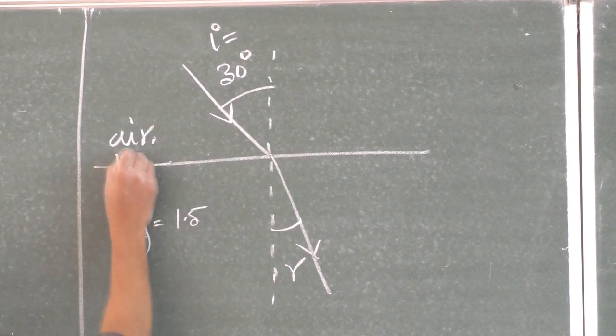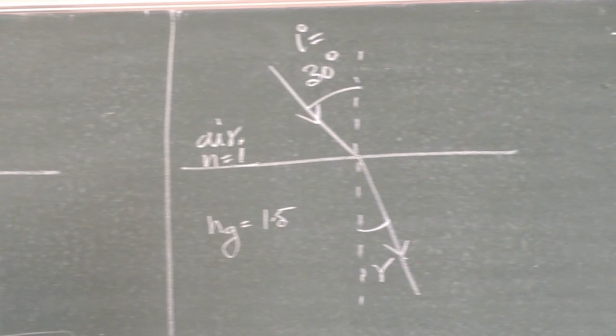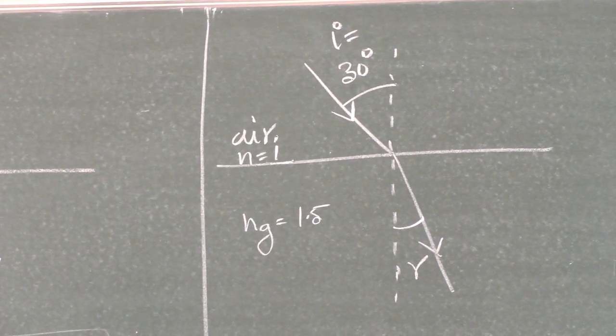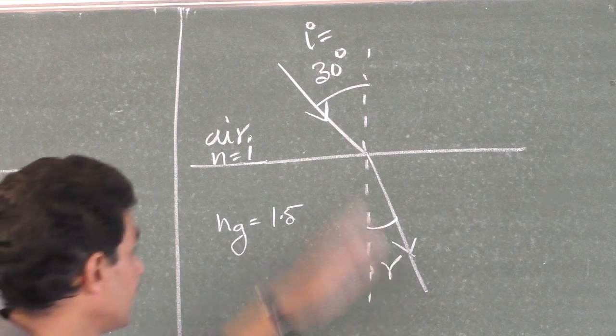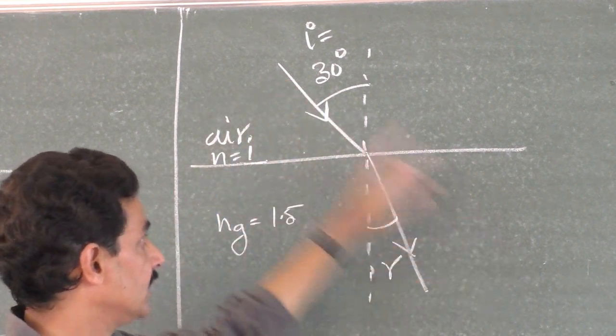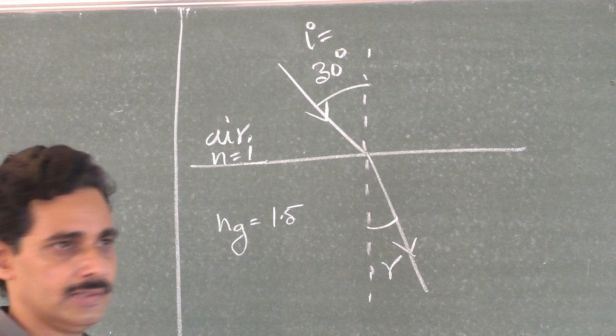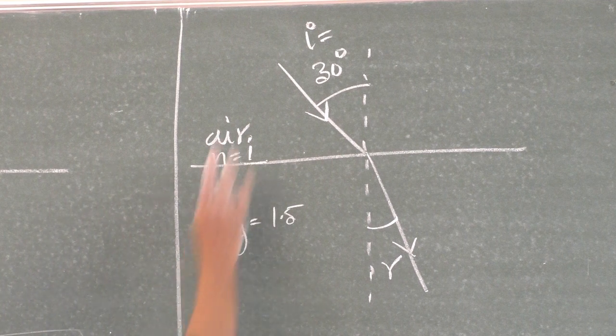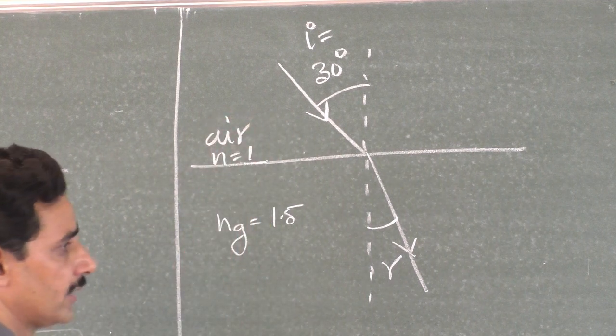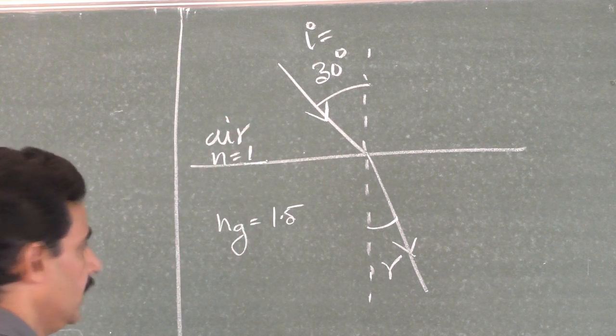You know that the refractive index of air is 1, because you have to compare air with air itself: velocity of light in air divided by velocity of light in air. That is 1. If this were also air, the light would have moved straight, and sin i by sin r would be sin 30 by sin 30, so it is 1. Refractive index of air is 1, and now you are asked to calculate what is r.